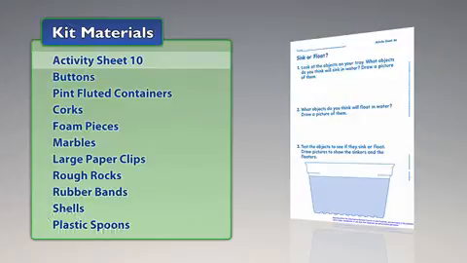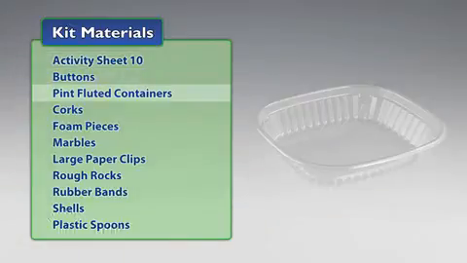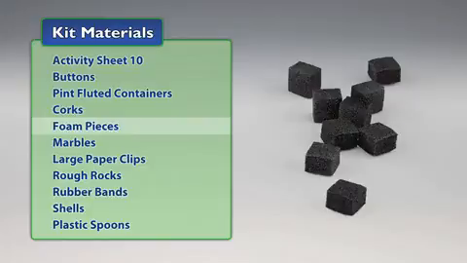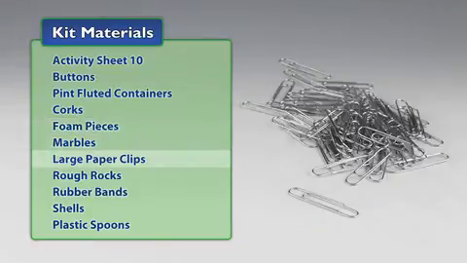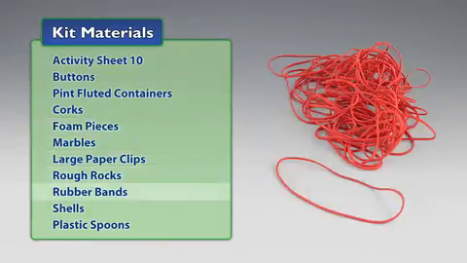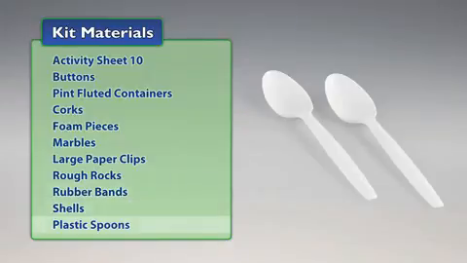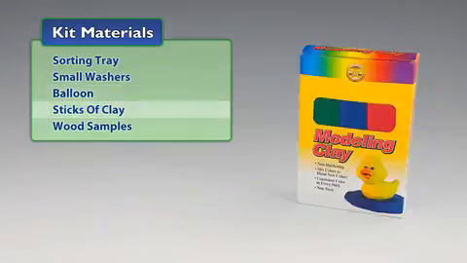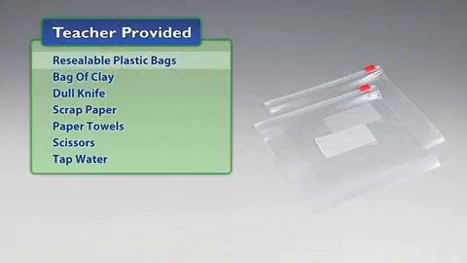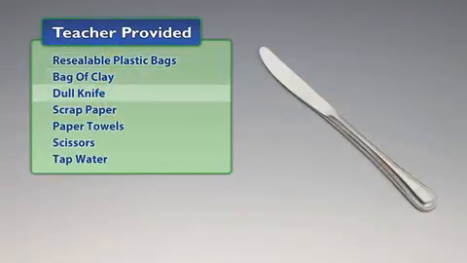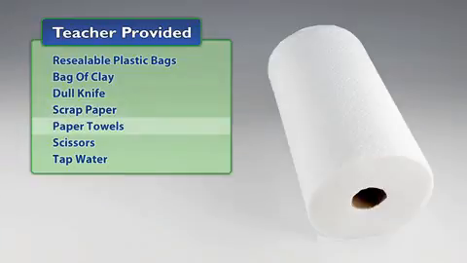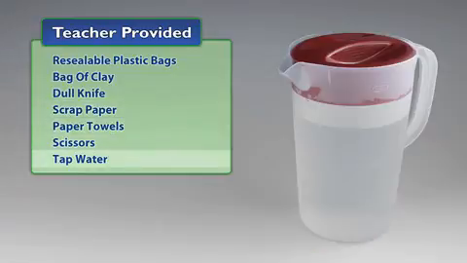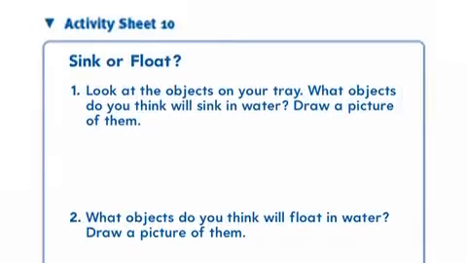Activity Sheet 10, buttons, pint-fluted containers, corks, foam pieces, marbles, large paper clips, rough rocks, rubber bands, shells, plastic spoons, sorting trays, small washers, 1 balloon, 3 sticks of clay, and wood samples. You will also need to provide resealable plastic bags, bag of clay, dull knife, scrap paper, paper towels, scissors, and tap water.